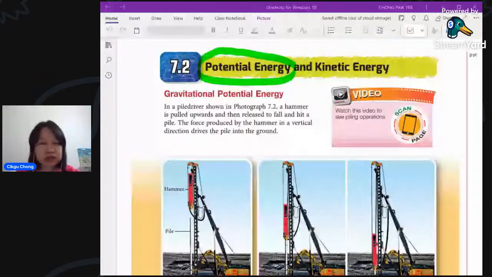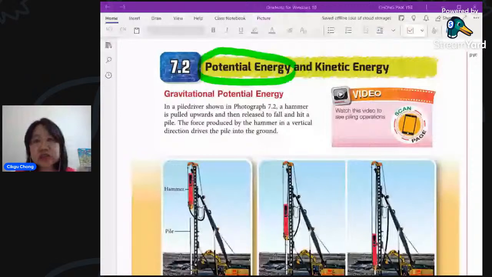So potential energy is one of the energies, and the unit for energy is always joule. Remember that. No matter what kind of energy you're talking about, let's say heat energy or electrical energy, any form of energy, the unit is always joule.